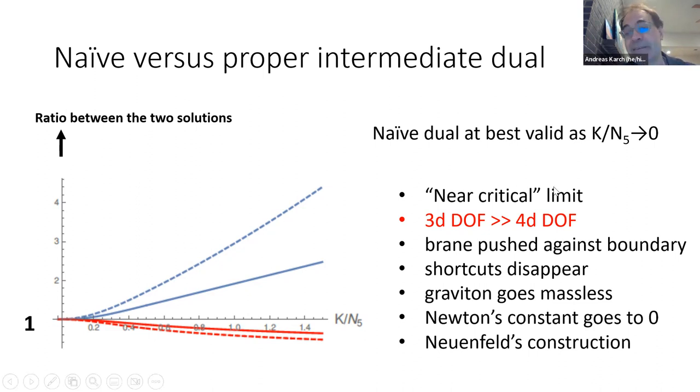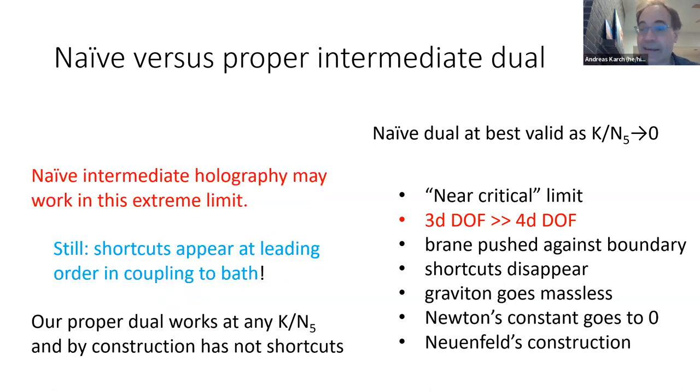I don't have a positive answer to this, but since lots of people ask me how sure I am that the naive picture doesn't work, maybe we can make it work. I think it's reasonable to suspect that the naive intermediate picture as always presented can be made sharper in this near critical limit, where seemingly all these problems are controlled by a small parameter. So one has an extra small parameter, and even from the top down point of view, it looks like it doesn't really matter whether you use the full geometry or the naive geometry. I don't have an answer for this. This is maybe something for the future.